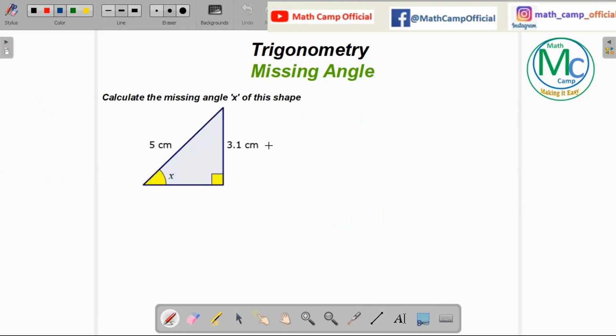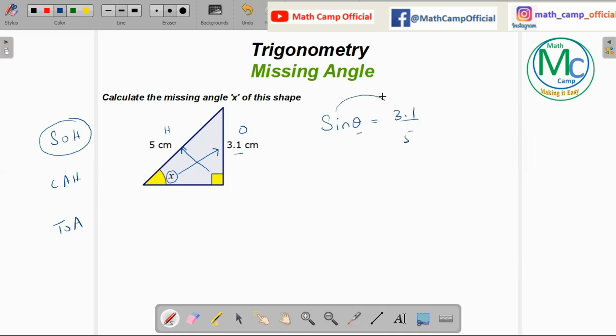Now we have to deal with this question again. We have to find the missing angle, the theta, which is here. This side we have to label. This is going to be the opposite side, and this 5 is going to be the hypotenuse. Again, we have three ratios, I'm going to write them down. So CAH TOA. Which ratio has O and H, opposite and hypotenuse? This is the sine ratio. So S stands for sine theta equals opposite is 3.1, hypotenuse is 5.